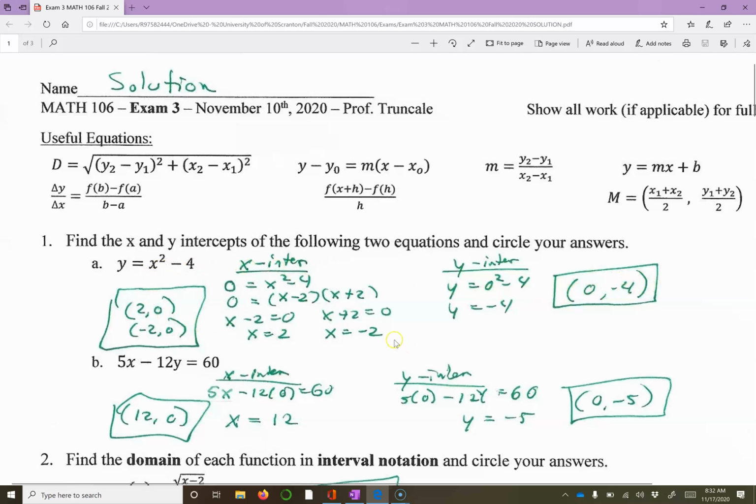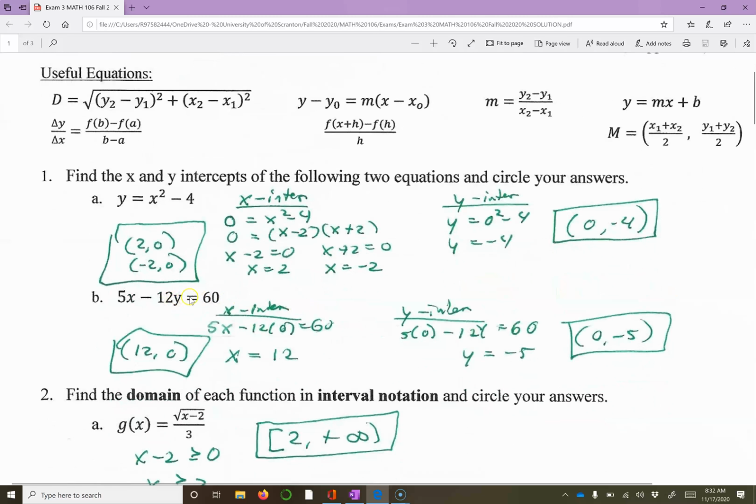Some folks, I think I might have only taken a point off. I mean, when I'm asking for an intercept, I'm looking for a coordinate. So if you only gave me the values, I'm trying to ascertain whether or not you understand what I mean by intercept. So you had to give me the points as your final answers.